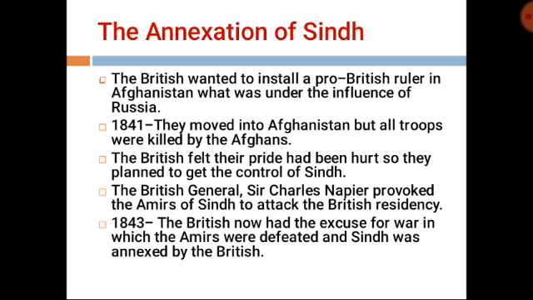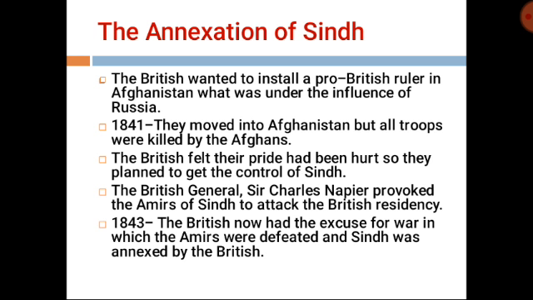By the 19th century, the British were so concerned and conscious about the Russian expansion towards Afghanistan. They didn't want Afghanistan to go into the hands of the Russians. So the British wanted to install their own pro-British government or rule in Afghanistan. In this regard, they wanted the help of the ruler of Punjab, Ranjit Singh, but Ranjit Singh didn't provide any help.